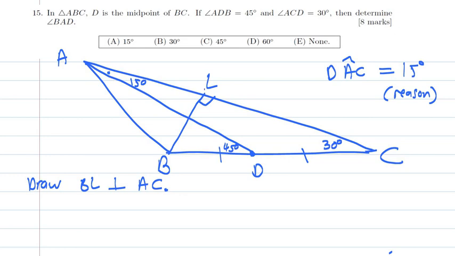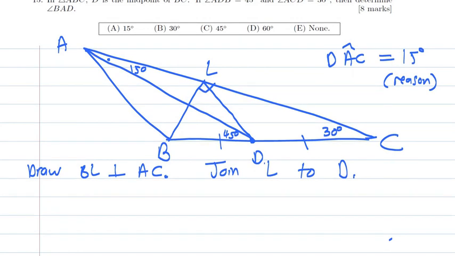Now we drop a perpendicular, and the next thing that we're going to do is join L to D. This problem can be solved in many ways, but this is the solution that I came up with after struggling with the problem for 10 minutes. Maybe there are other ways of solving this question.